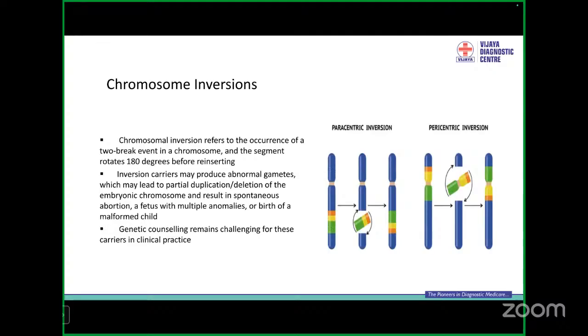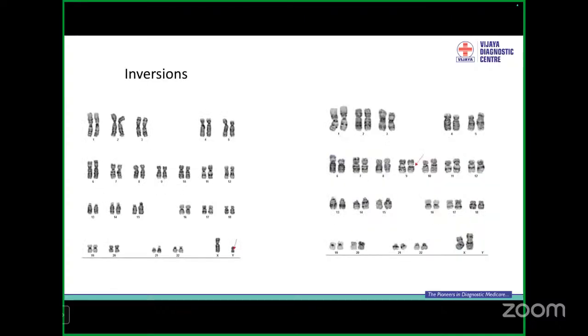And inversions. This is another important heteromorphic variant, again, like I've just discussed. Paracentric within the arm, pericentric across the centromere. Many studies suggest that inversion carriers may produce abnormal gametes, leading to partial deletion or duplication of the embryonic chromosome material, which ends up in spontaneous abortions of fetuses with multiple anomalies or birth of a malformed child. So genetic counseling remains very challenging in these cases and important as well. So these are some of the inversion karyotypes: Y inversion, chromosome 9 inversion.